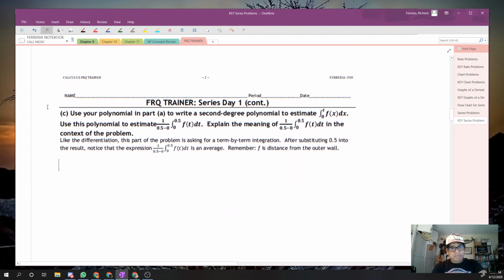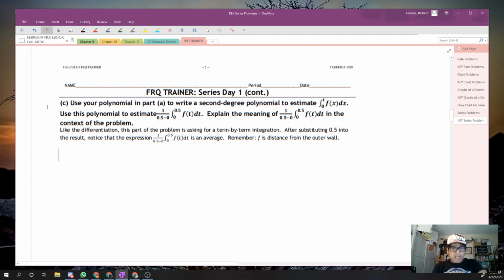Part C. Use your polynomial in part A to write a second degree polynomial for the integral of f of t. Use this polynomial to estimate 1 over 0.5 minus 0 times the integral from 0 to 0.5 of f of t, and then explain the meaning of that expression.